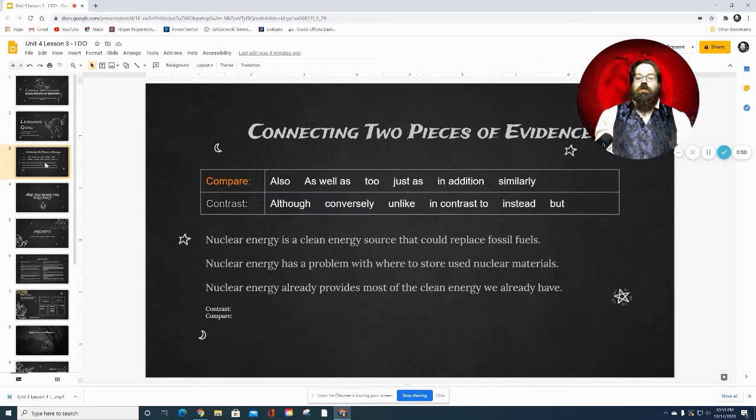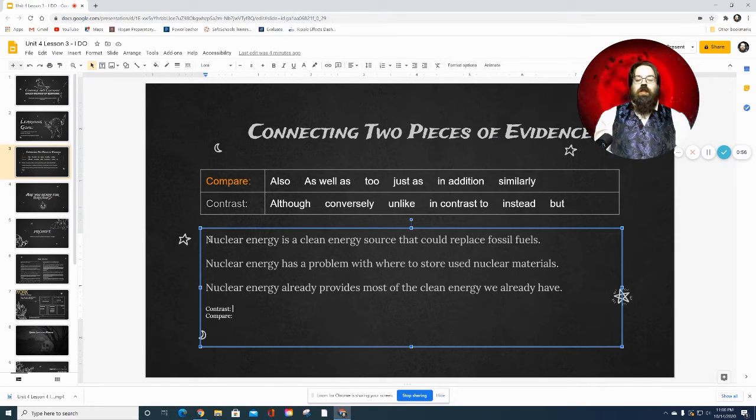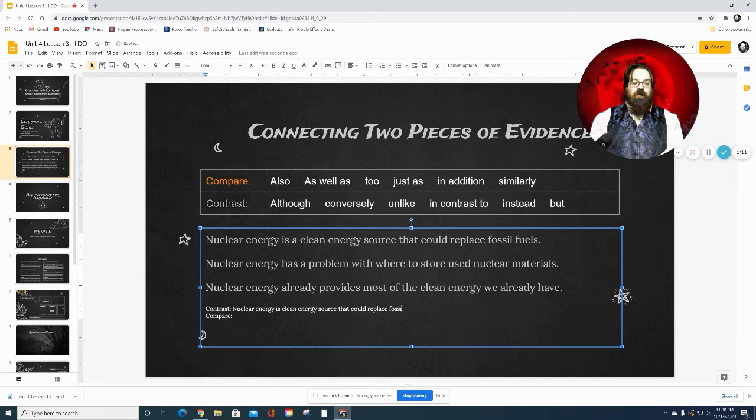All right. So first we need to be able to connect two pieces of evidence together, right? We can do this contrastingly or comparatively. Now I'm going to take this first piece of evidence or this first idea, and I'm going to connect it to one of these two, right? So I'm going to say nuclear energy is a clean energy source that could replace fossil fuels, comma. Now I'm going to connect it to this first one. Nuclear energy has a problem with where to store and use nuclear fossils.